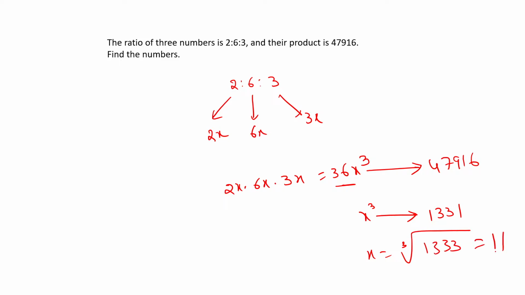But I don't want to find the value of x. I want to find the values of the original three numbers, that is 2x, 6x and 3x. The first number is 22, because 2 into 11. The next is 66 and this one is 33. These are the three original values of the given ratio. Check it out once. If you have any doubt, please let me know. Then we will move on to the next problem.